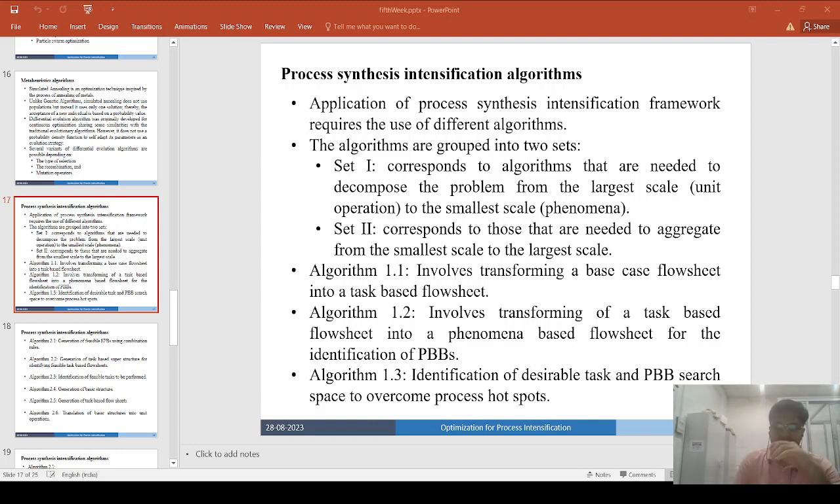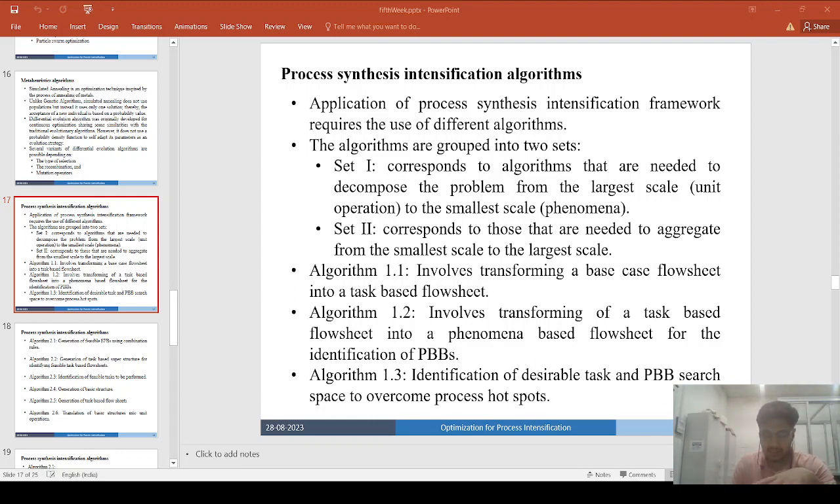So now the set 1 algorithms. For the application of the set 1 algorithms, the following problem definition is used. The given is a base case in set 1. What happens in set 1 we shall discuss now: in the set 1 algorithm you will be given a reference base case design and identified process hotspot.